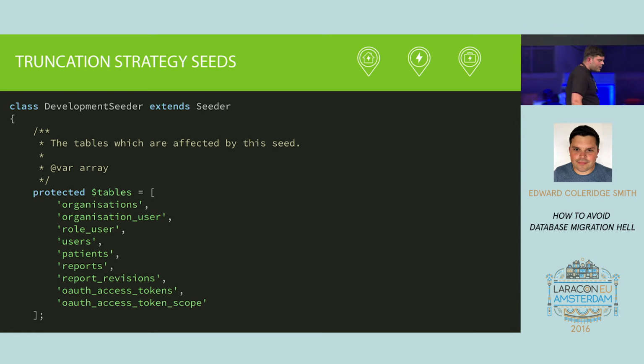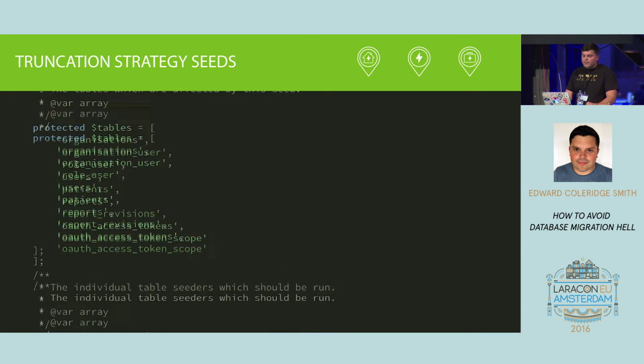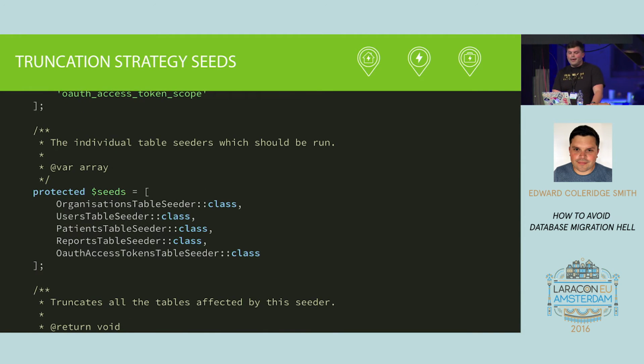But yeah, this is an example of my truncation strategy seeder. So we have an array of tables, and these are the tables which are affected by this seeder. In this case, we're going to be putting data into the organizations table, the organization user table, etc. And then we have an array of seeds that need to be run to repopulate those truncated tables with data again.